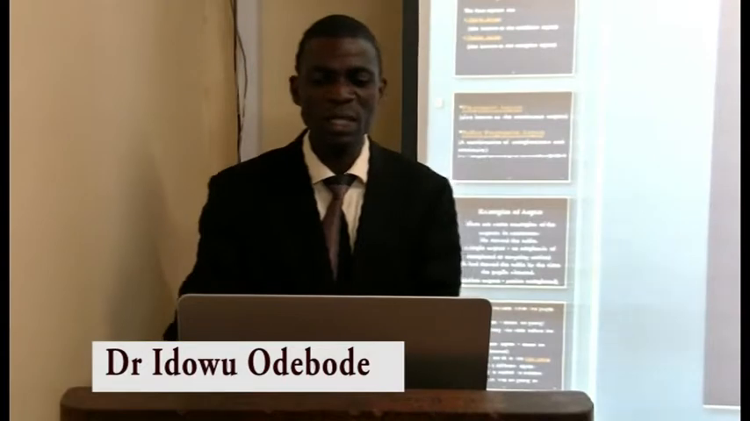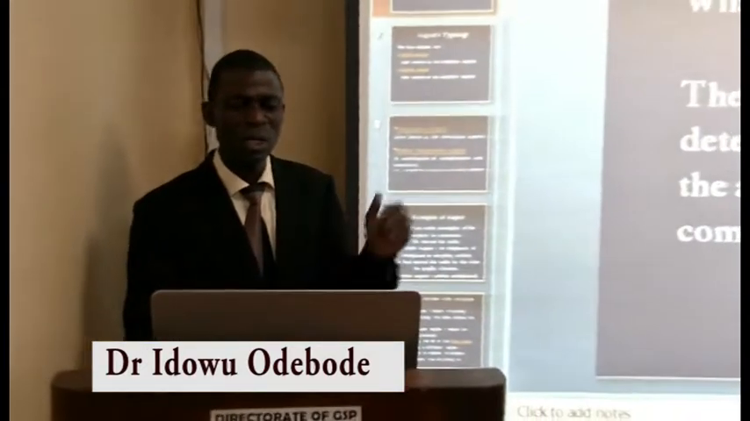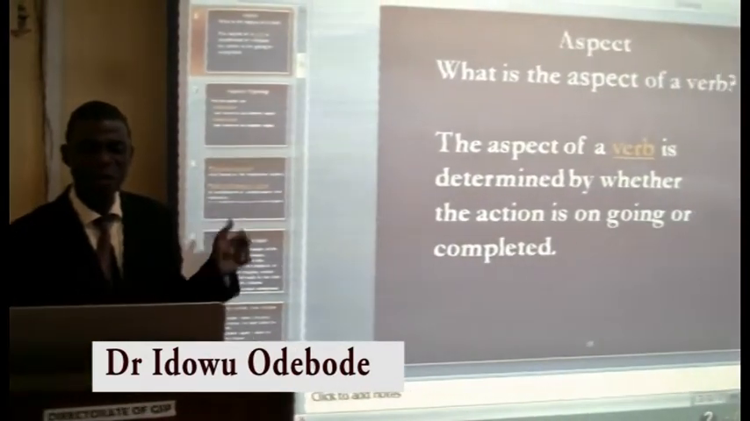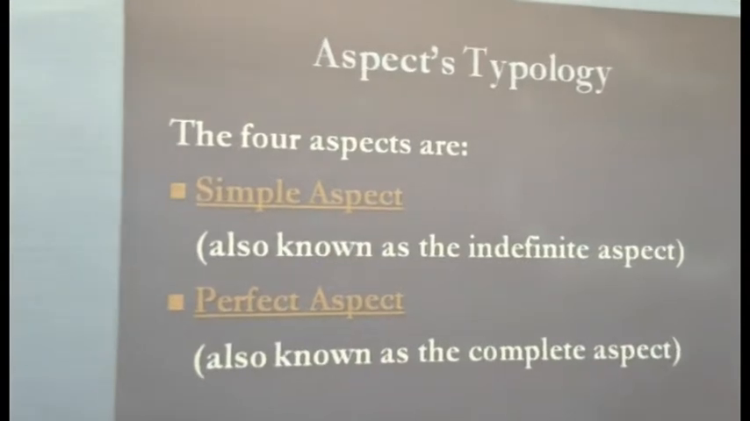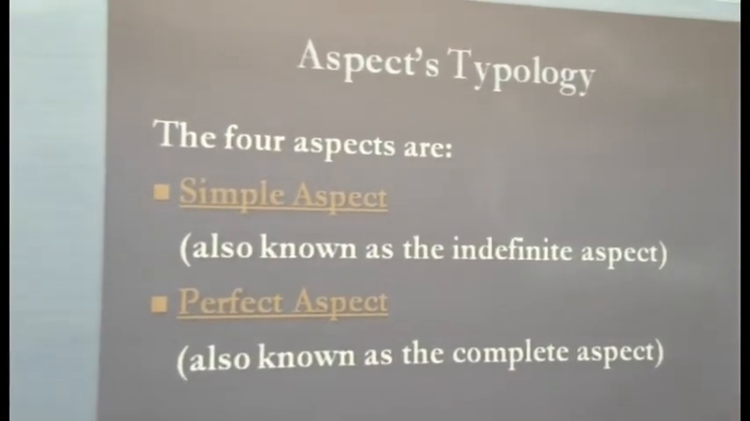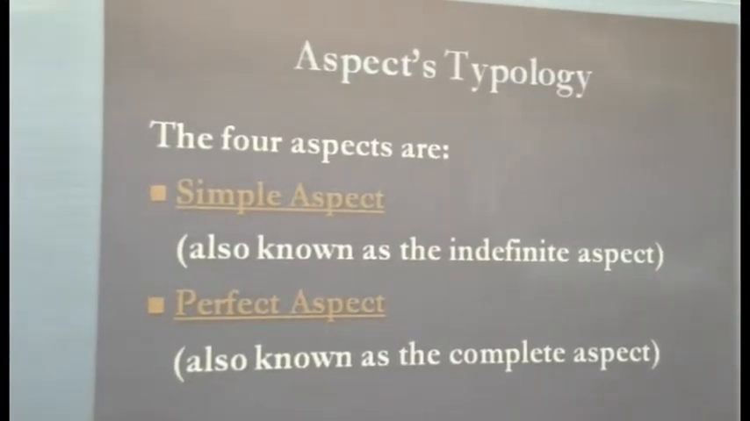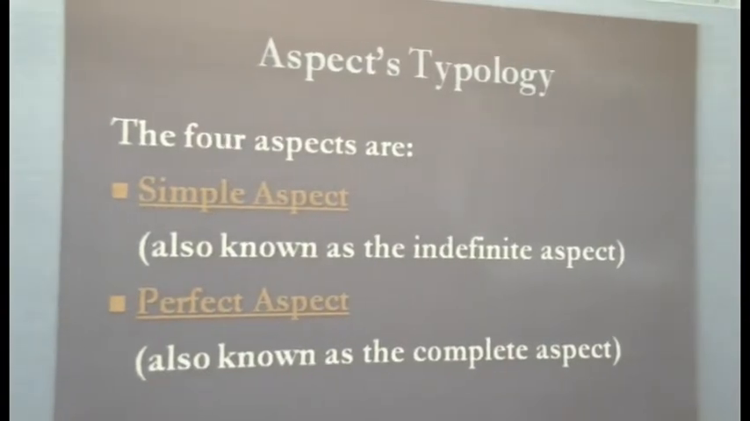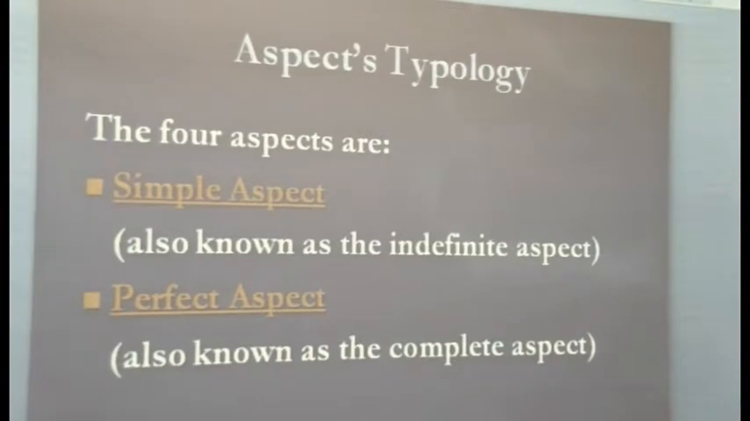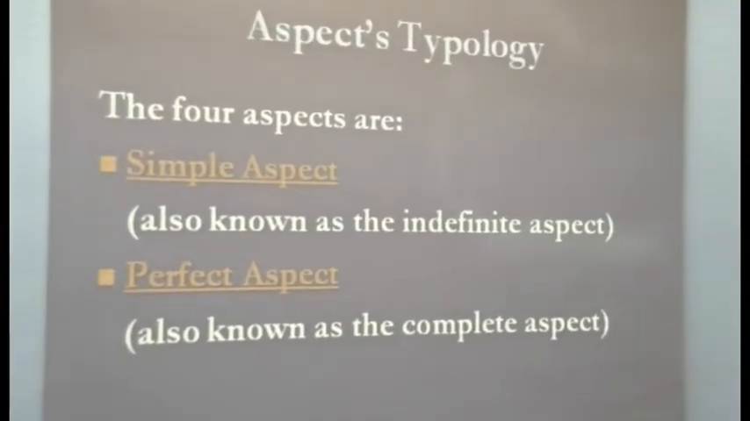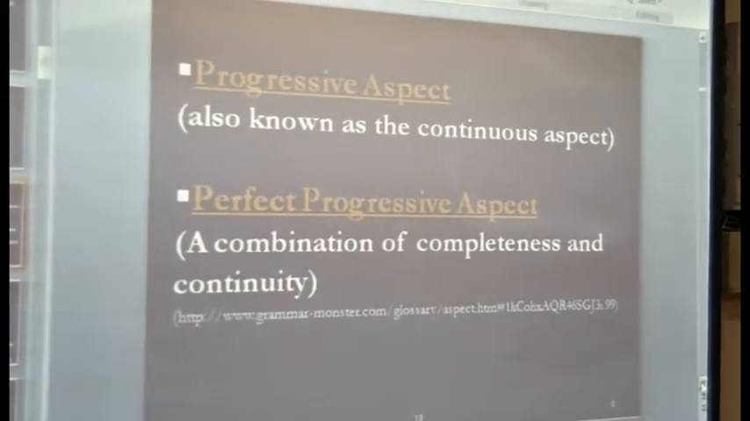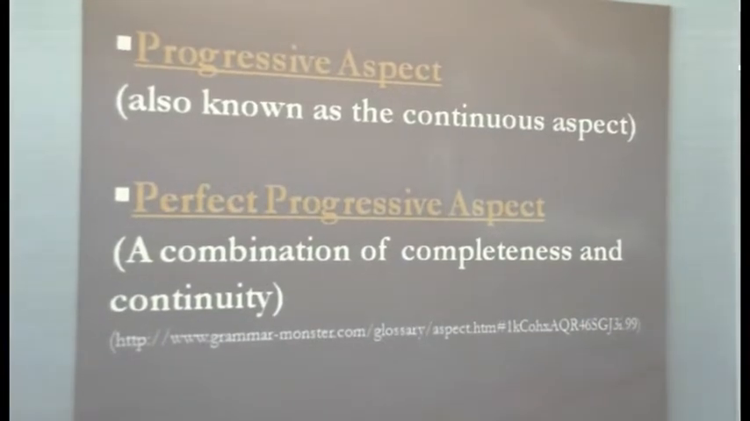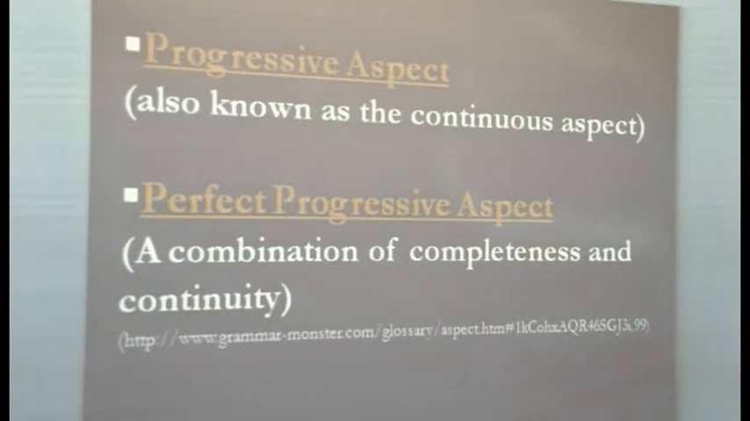The next question is, what is the aspect of a verb? The aspect of a verb is determined by whether the action is ongoing or completed. Aspect typology. There are four aspects in English. First is the simple aspect, which is also known as the indefinite aspect. Second is the perfect aspect, which is also known as the complete aspect. Third is the progressive aspect, which is also known as the continuous or continuing aspect. And the last one is the perfect progressive aspect, which is a combination of completeness and continuity.